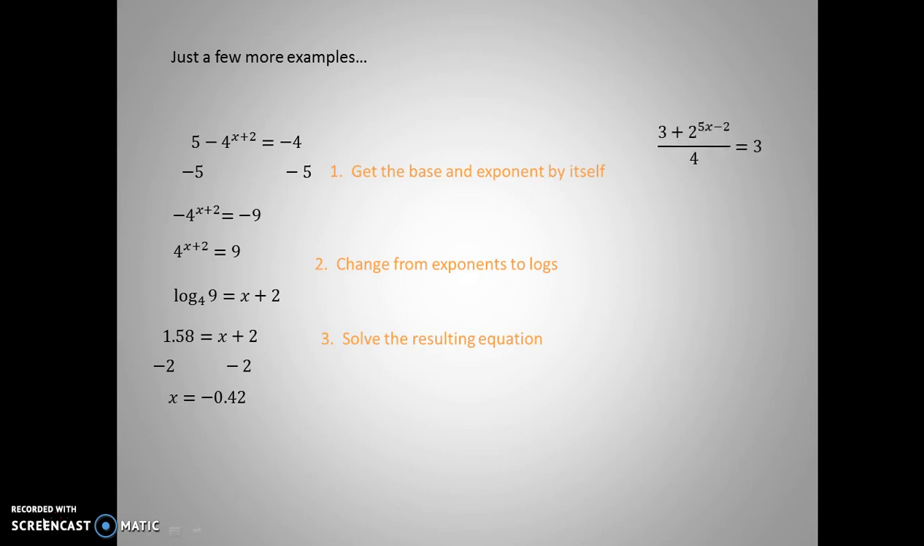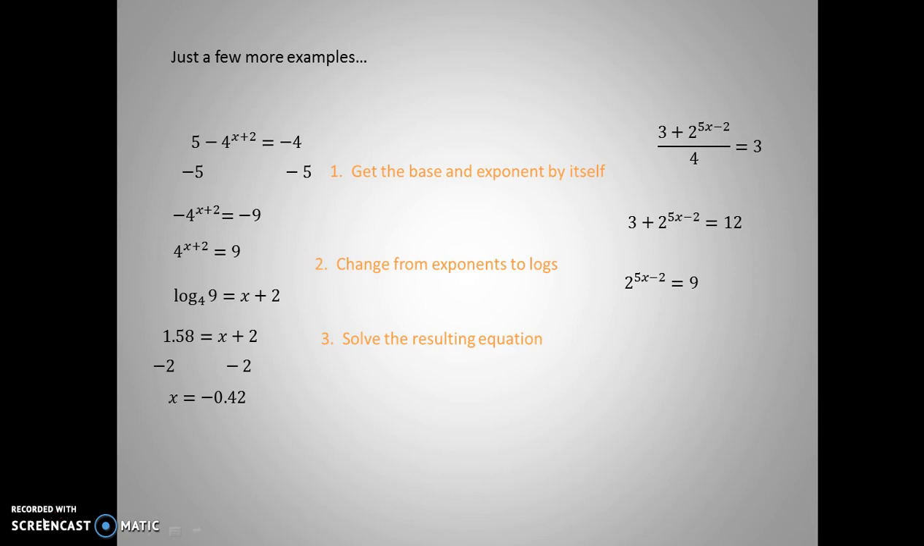Alright, last one. So I now have to get the 2 to the 5x minus 2 by itself. So the first thing I'm going to do is multiply both sides by 4. 4 times 3 is 12. Get rid of the 4 on the denominator on the left-hand side. Still need to get rid of that 3 in front, so I'm going to subtract 3 from both sides. 12 minus 3 gives me 9.